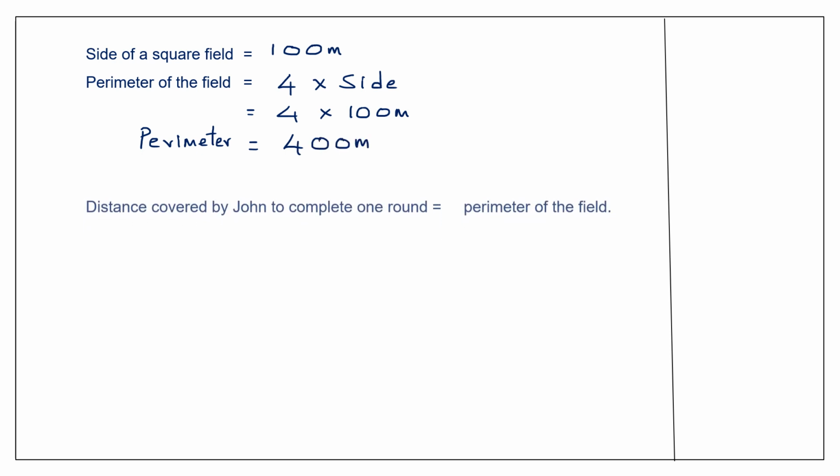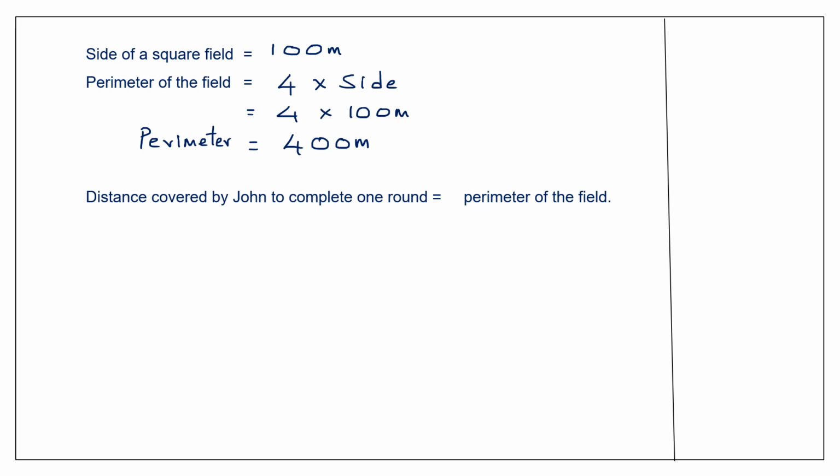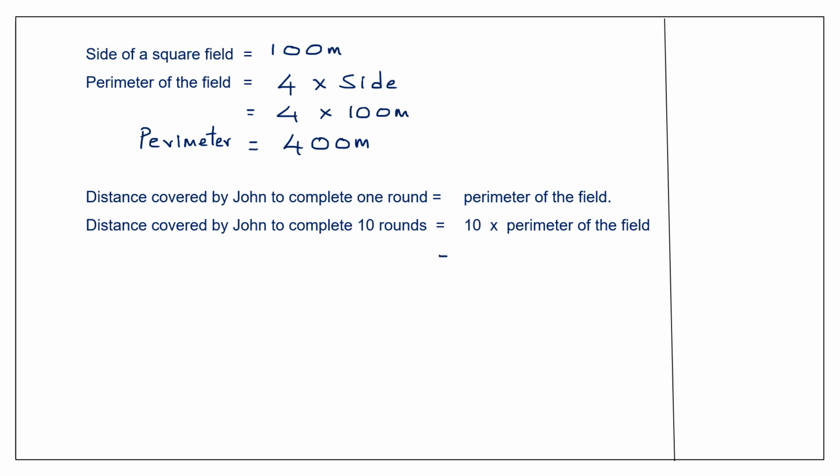Now, the distance covered by John to complete one round will be the perimeter of the field. Now, John has taken 10 rounds, so that will be 10 into perimeter of the field, which is 10 into 400 meters. So this is easy to multiply. Let's multiply only the numbers here. 1 fours are 4. Now we'll add all the zeros. 1, 2, 3. 3 zeros. So that makes it 4,000 meters.